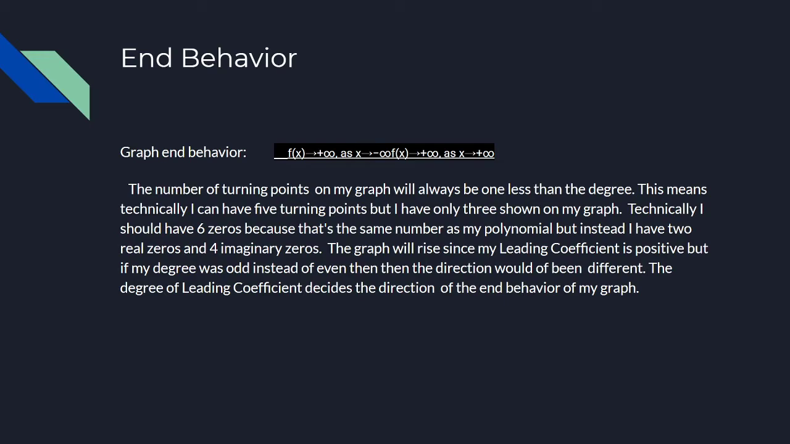The graph will rise since my leading coefficient is positive. But if my degree was odd instead of even, then the direction would be different. And so the degree and the leading coefficient decide the direction of the end behavior on my graph. So the leading coefficient decides where my graph goes, if it's going to rise to the top or go down.